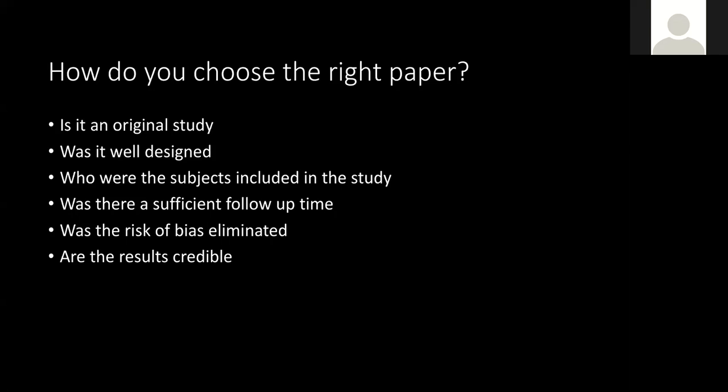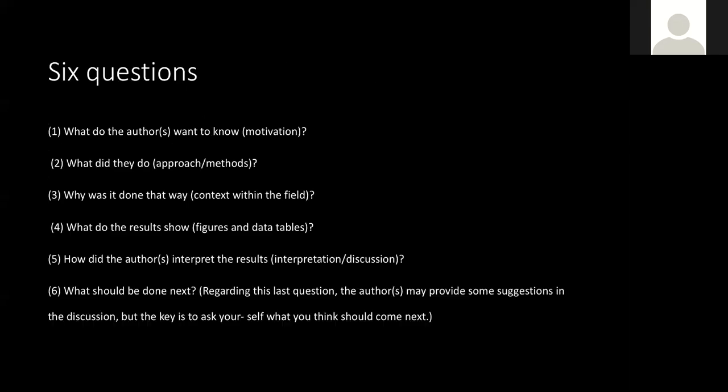Was the risk of bias eliminated? I mentioned to you that there are several types of bias. Usually in a randomized controlled trial, the bias is eliminated by randomization. In a non-randomized trial, it's done by statistical methods. So the bias has to be eliminated, the covariates have to be adjusted, and the confounding factors have to be taken into account. And are the results credible? The results should sound meaningful to you, and they should sound practically implementable in your day-to-day clinical practice. So these are the important things that you look for before choosing the right paper.